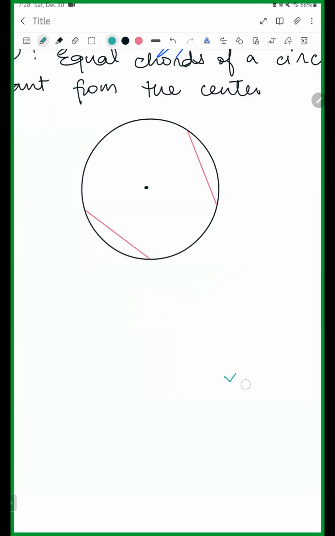So the distance between this chord and the center is the one which is perpendicular to it. They are saying this distance is equal to this distance. That is what we need to prove.